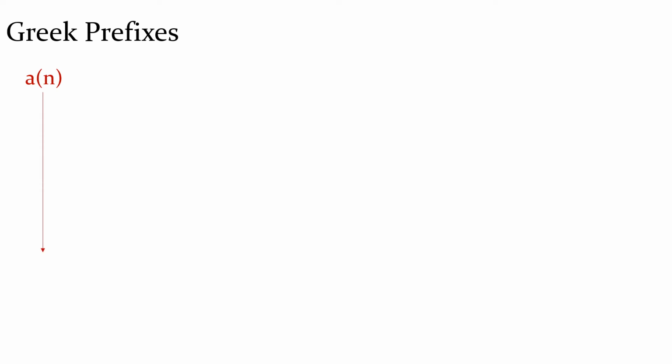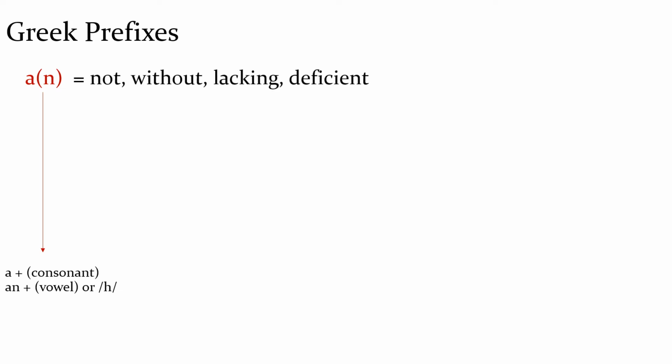So let's start with a or an. And you'll see two flavors of it. The a goes before most consonants, and the an goes before a vowel or an h. And it means not, without, lacking, or deficient. And we see a lot of this. It's a very popular construction. In Greek, this is called the alpha steritikon. In Latin, we call it the alpha privativum. And in English, it's called the alpha privative.